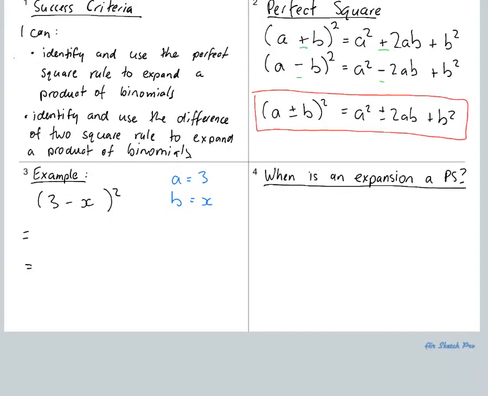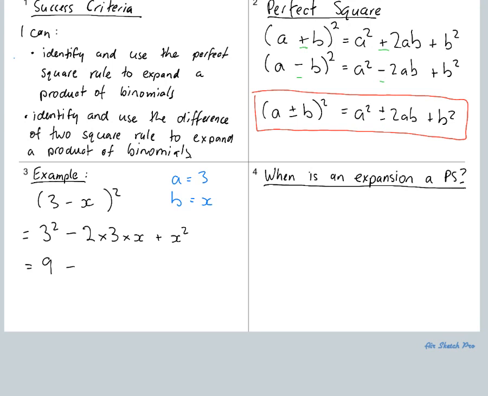And so our next line is 3 squared minus 2 times A times B. Can you see how I wrote 3 and x as I said A and B? So 3 squared, or A squared, minus 2 times A times B, plus B squared. In this case, B is x. And then the last line is just to simplify. So collect like terms, multiply numbers together, all that kind of stuff. So 3 squared is 9.